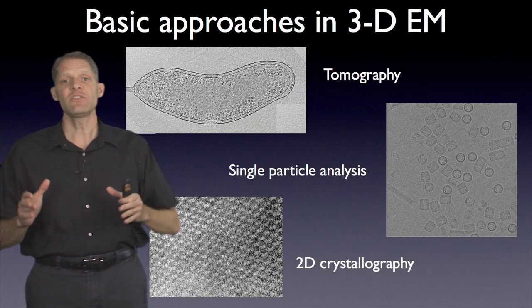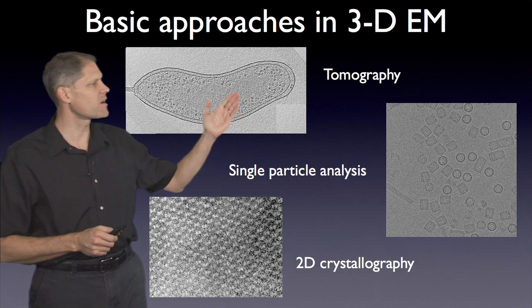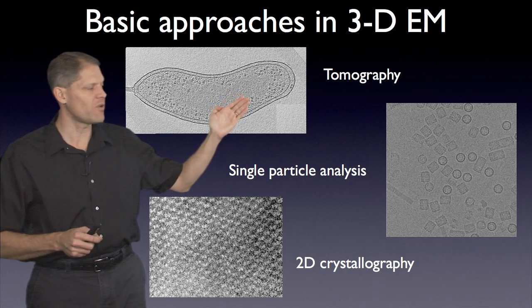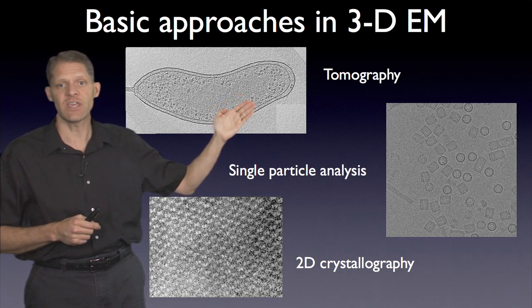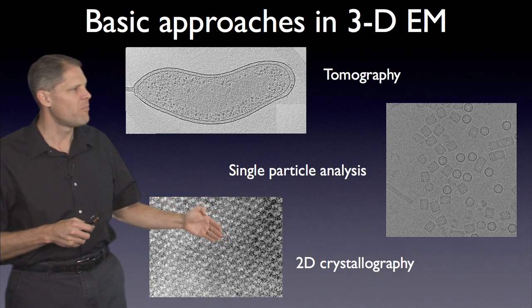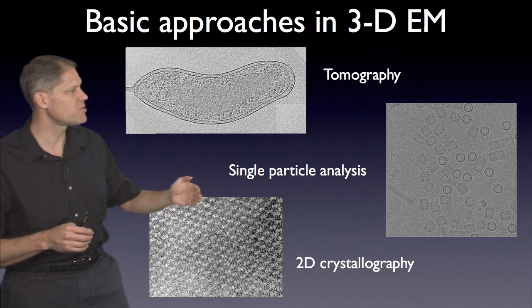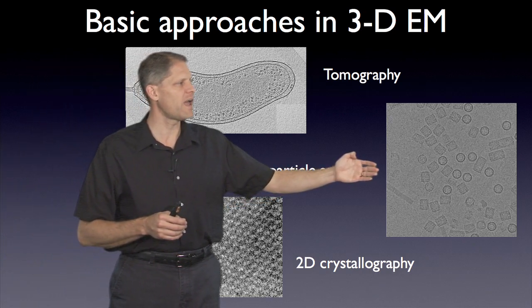Now there are three basic approaches in 3D electron microscopy. There's tomography, which is what you do when you have a single unique object that you want to image. If you can crystallize them, you do 2D crystallography. But if you can't crystallize them or you don't care to try, you can proceed with single particle analysis.